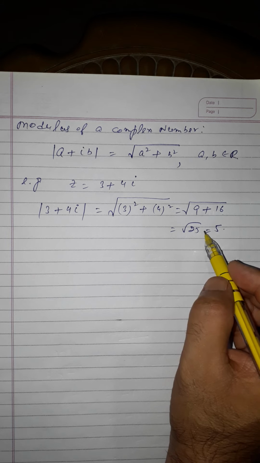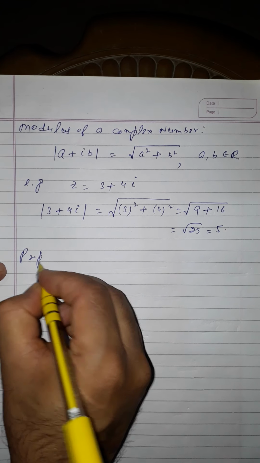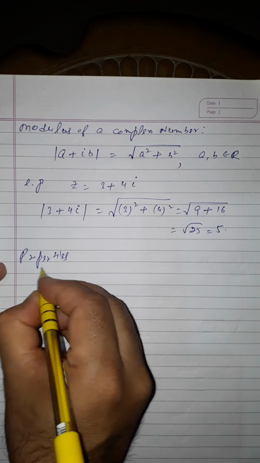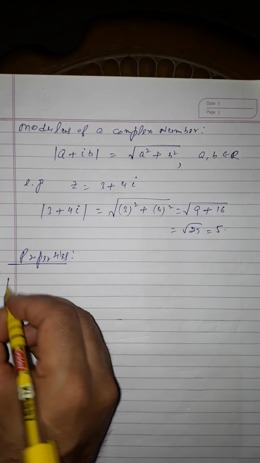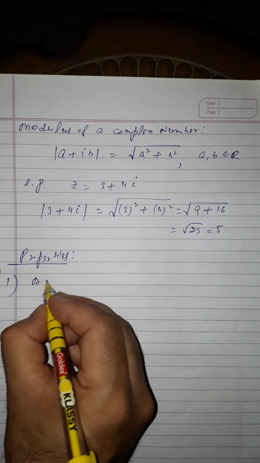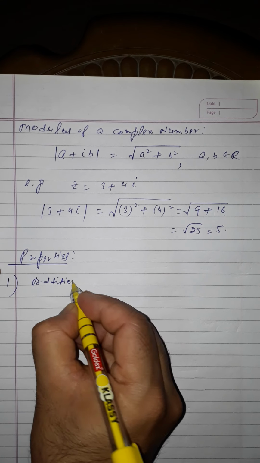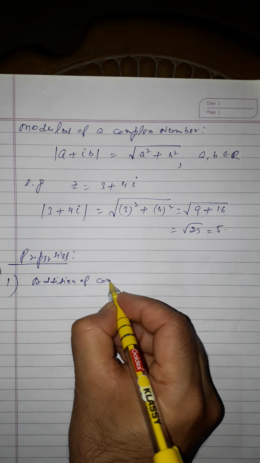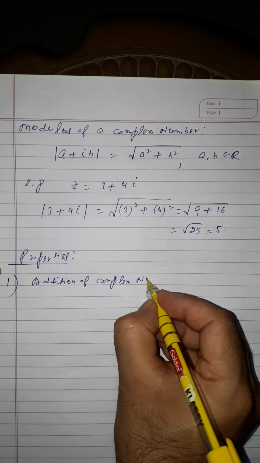There are some properties of the complex number, students. Properties of the complex number. Number one, the property is addition of complex numbers.